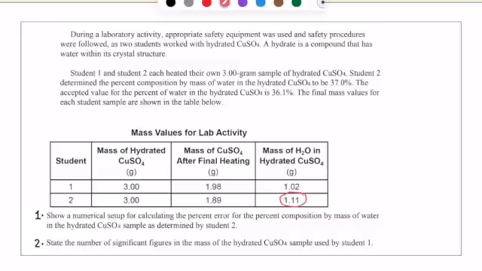And if you read the text at the top, they are saying that the accepted value for the percent of water in the hydrated copper sulfate is 36.1. Actually, apologies. They are not asking for the mass only. They are asking for the percent composition by mass. So as you can see in this text, student 2 determined the percent composition by mass of water in the hydrated copper sulfate to be 37, and the actual value is 36.1.